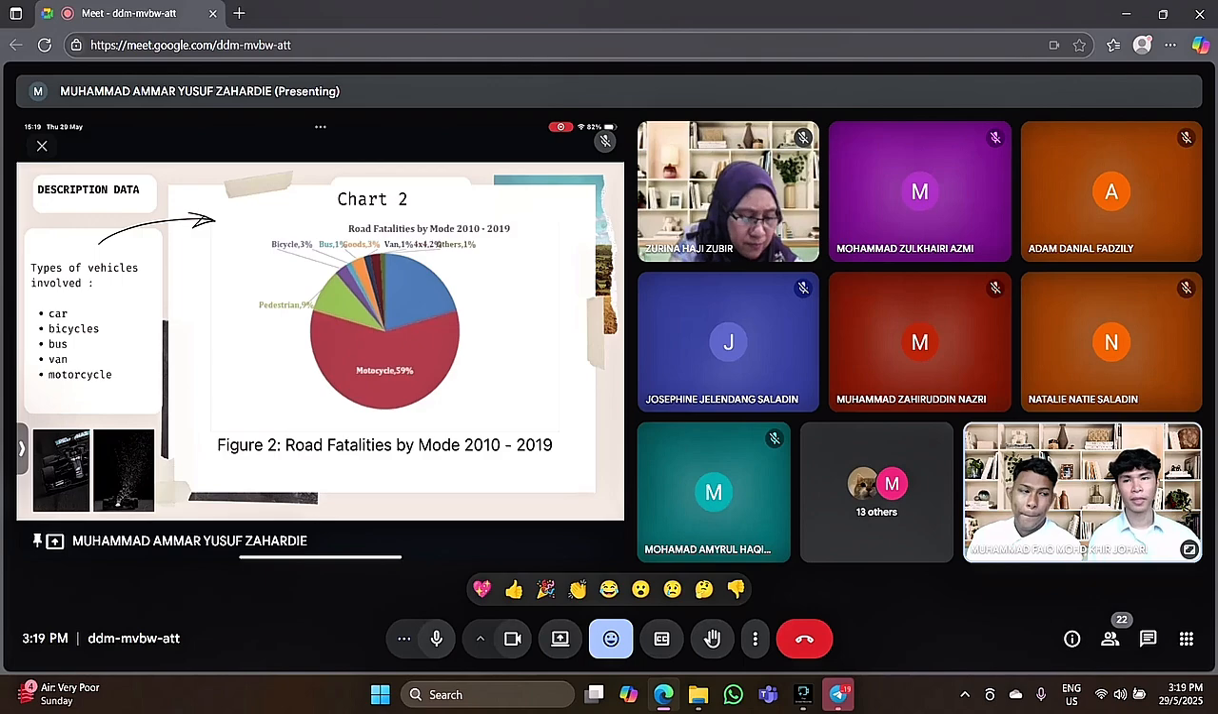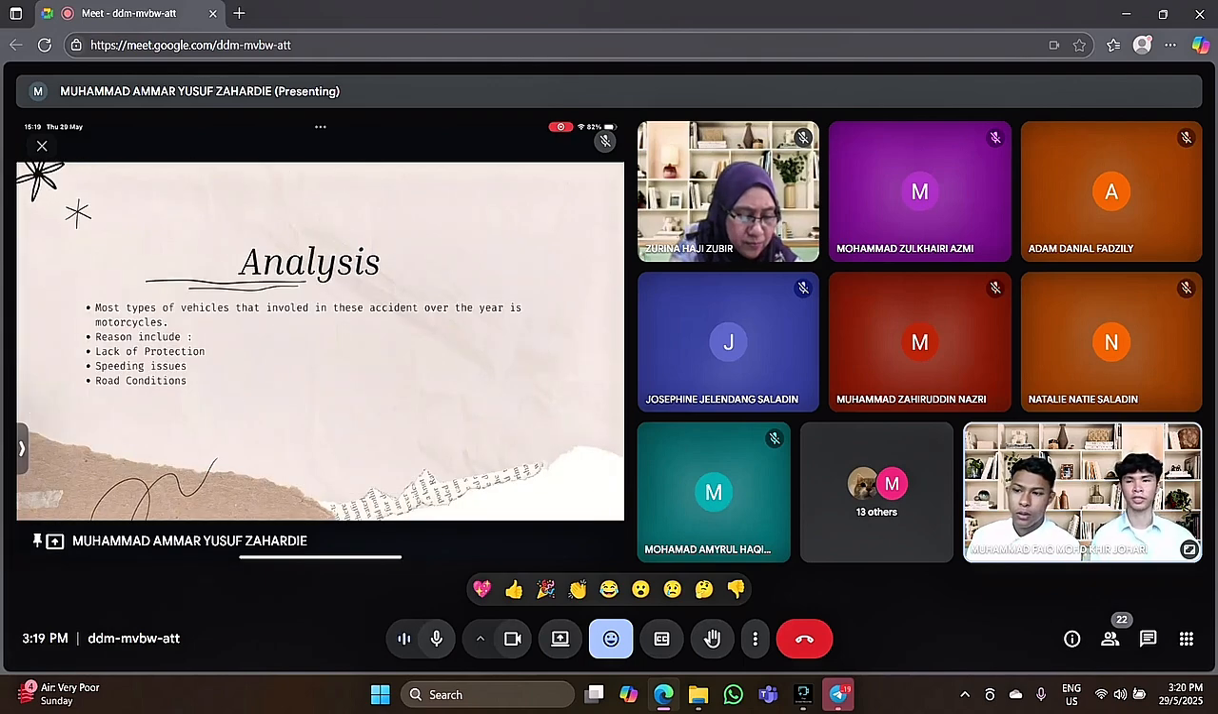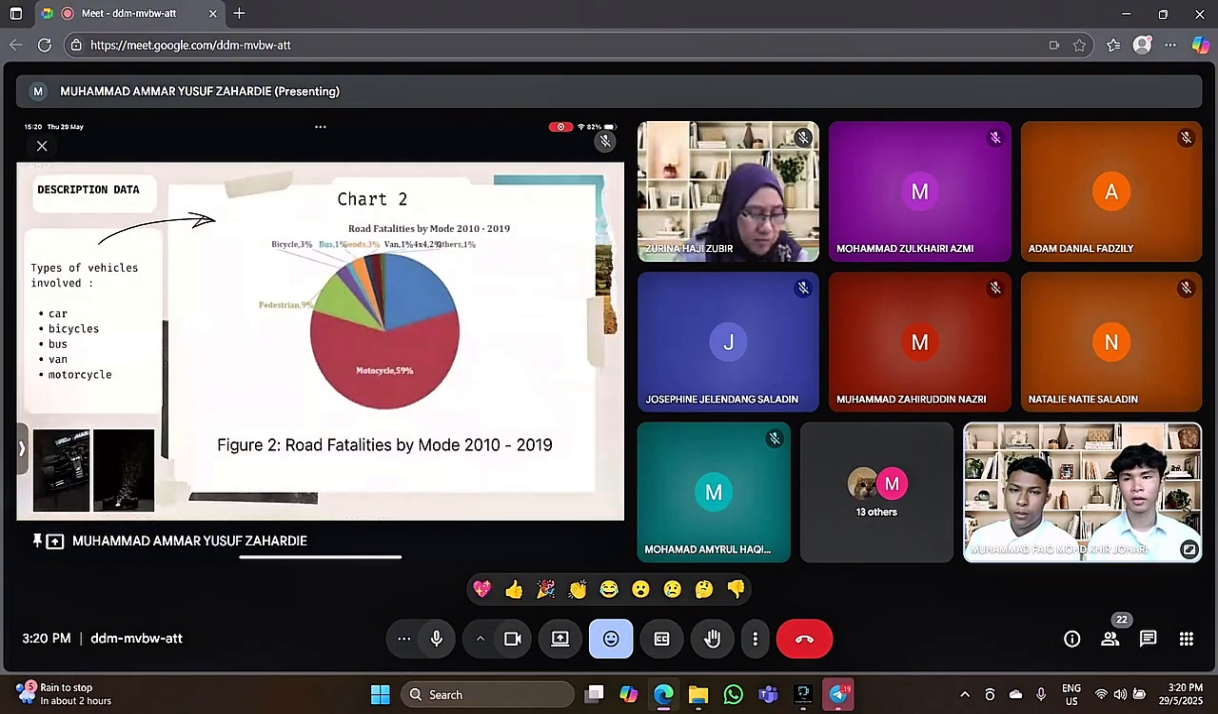Next, we are moving on to the analysis of the data. The type of vehicle most involved in accidents over the past years is the motorcycle, which has the highest percentage involved, which is 59%. Then bicycle and van have a percentage of 3% involved in accidents over the past years. The ones with the lowest percentage involved in accidents over the past years are bus and also van.